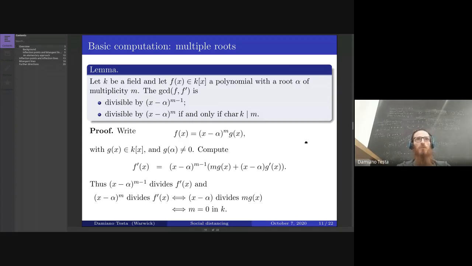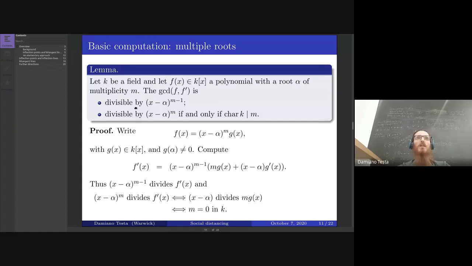Well, if f has a root of multiplicity m, then you can write it like this. So I'm going to merge with the proof. When I compute the derivative of f, you imagine that the multiplicity m drops down by 1. You get an expression like this. So the derivative is divisible by (x minus alpha) to the m minus 1. The polynomial itself was divisible by (x minus alpha) to the m, so you certainly know the derivative will be divisible by (x minus alpha) to the m minus 1.